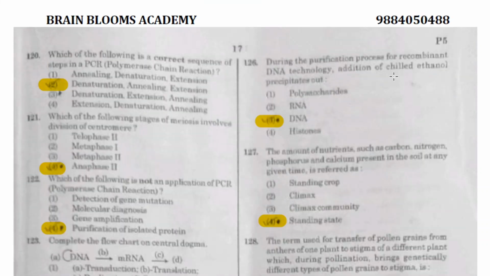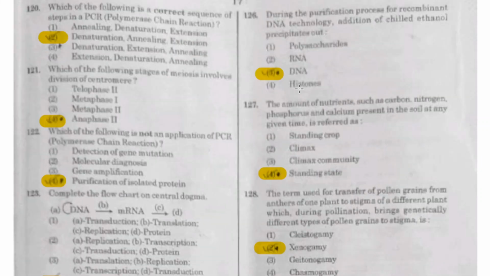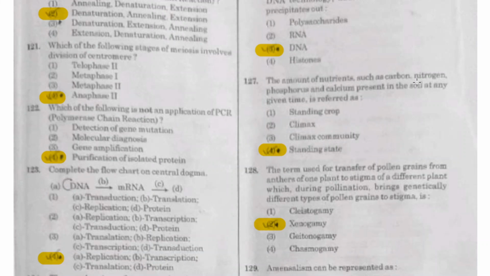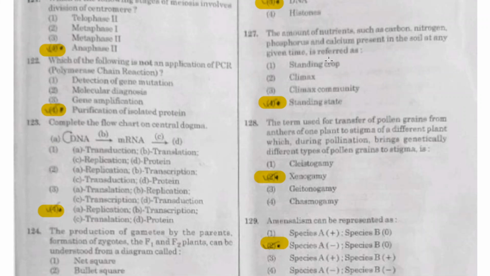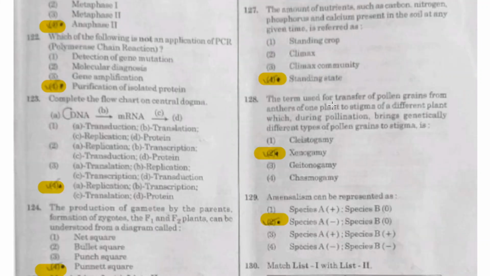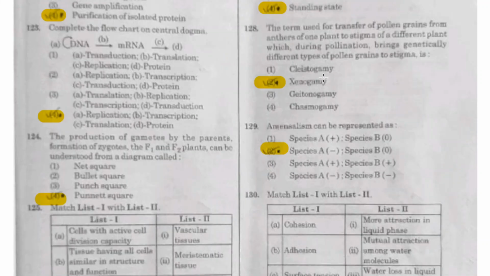And during the purification process of recombinant DNA technology, addition of chilled ethanol to find out DNA. And the amount of nutrients such as carbon, nitrogen, phosphorus, calcium, standing state. You would have got a doubt, but standing crop is the number of plants present there. Standing state is the amount of nutrient content.